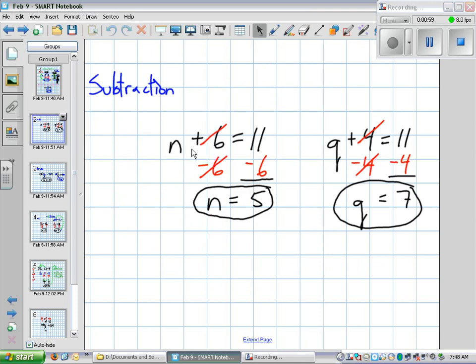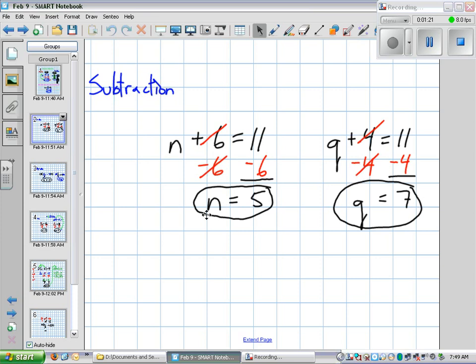Subtraction, same idea again. Basically what I'm doing is I'm taking n plus 6 equals 11. I'm getting rid of the positive 6 by applying a negative 6. And when I do that, it's going to cancel it out. And then I do the exact same thing to the other side. This is an equal sign, so it must be identical on both sides to what I do. And then we have 11 take away 6, so n is equal to 5 in isolation.